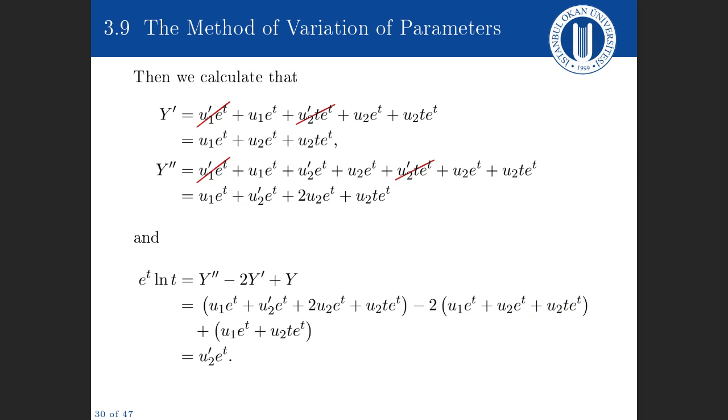Oh, we can go even further. Look, e to the power t will cancel with e to the power t. So what do we know? We know that u2 prime is natural logarithm of t, and therefore u1 prime must be minus u2 prime t, or minus t ln t.